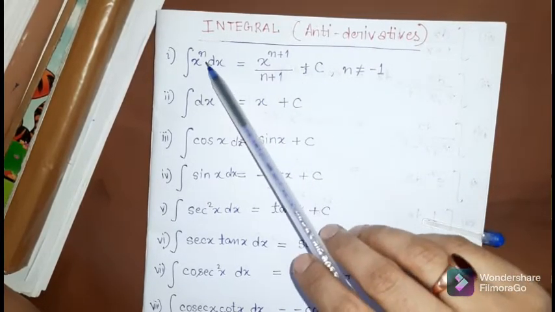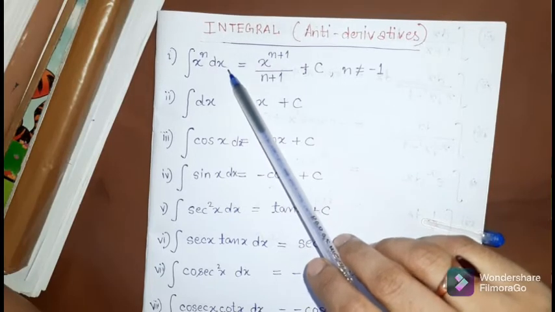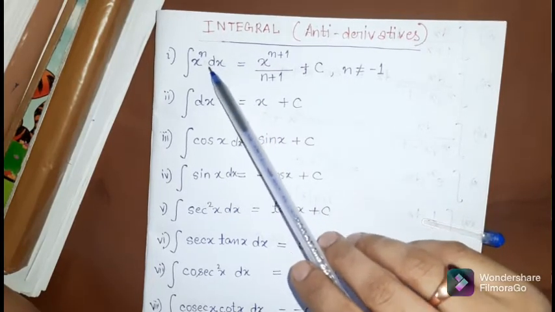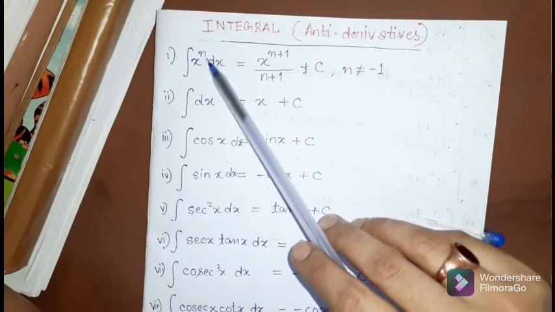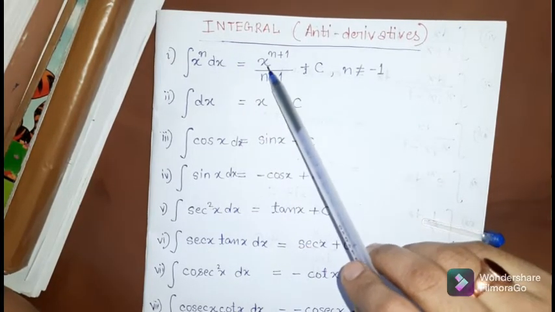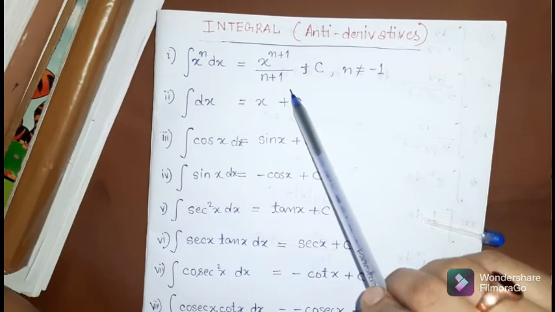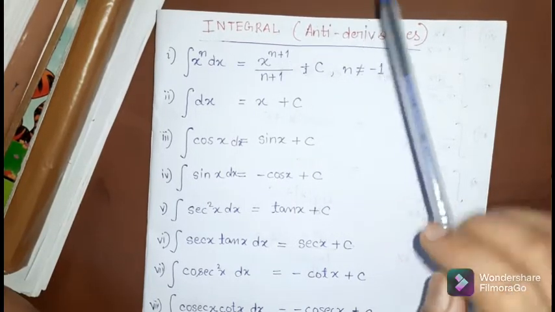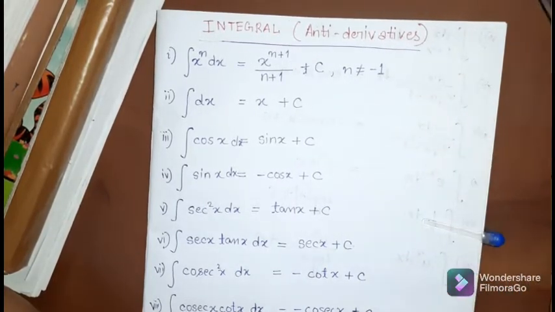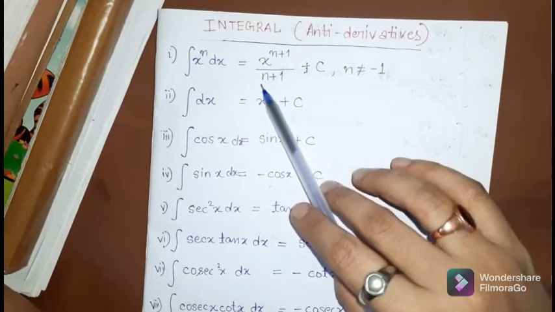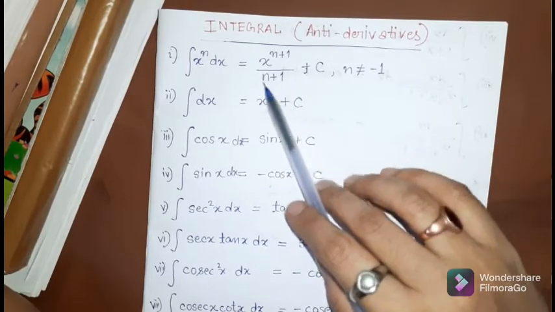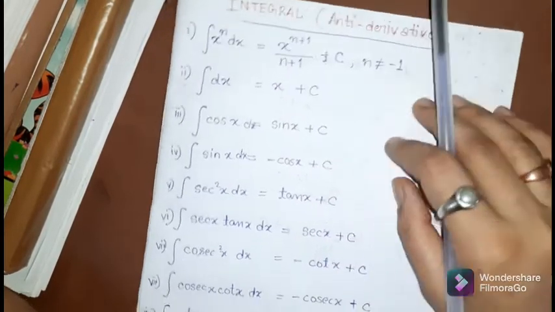The very first is integration of x to the power n dx. When we integrate x to the power n with respect to x, the formula is x to the power n plus 1 divided by n plus 1. But in differentiation, what is the formula for x to the power n? It is n x to the power n minus 1. Here n can never be equal to minus 1, because then the denominator would be 0, which is not possible.